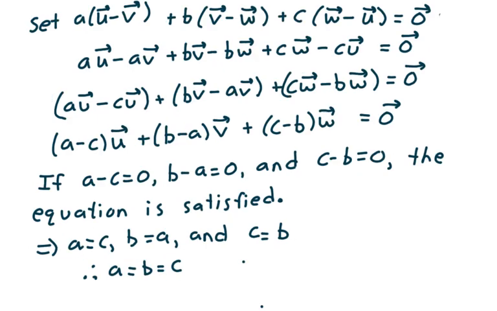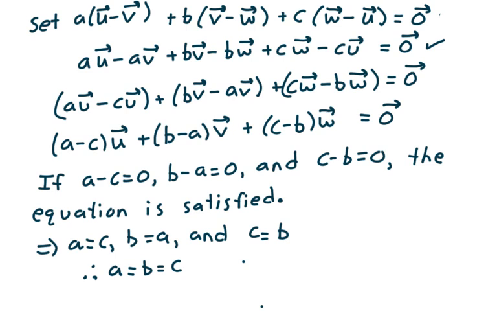So what we do is we set a times (u minus v) plus b times (v minus w) plus c times (w minus u) equal to 0. So can we find scalars a, b, and c that are not all 0 for this equation to be satisfied? That's the goal. So if we go to the second line, notice how au minus av plus bv minus bw plus cw minus cu equals the 0 vector.